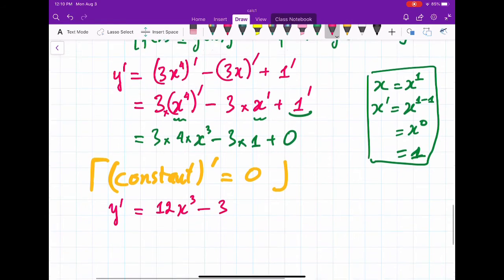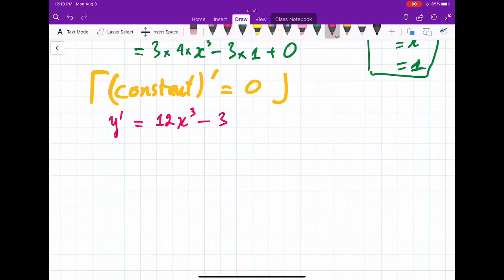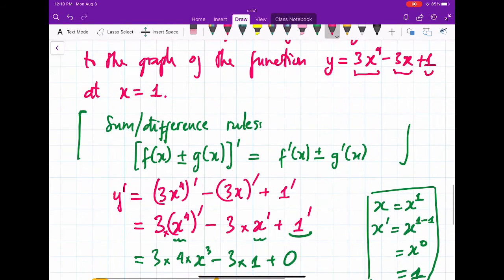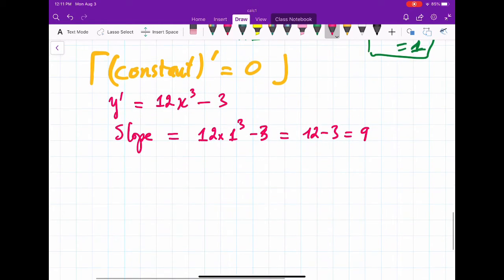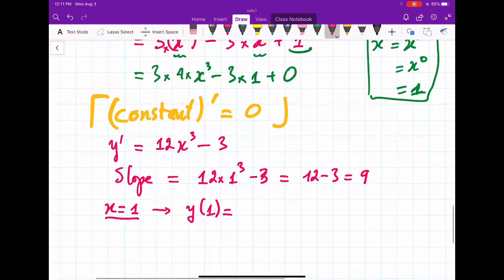Okay. Once we have the derivative, we can plug the point into the derivative to find the slope, right? We are considering the point x equal to 1. So I can write slope equal to 12 times 1 cubed minus 3, which is 12 minus 3, that is 9. Perfect. We have the slope, we have the point, but since we didn't have the y coordinate, when x equal to 1, I can find y of 1 by plugging 1 into the function.